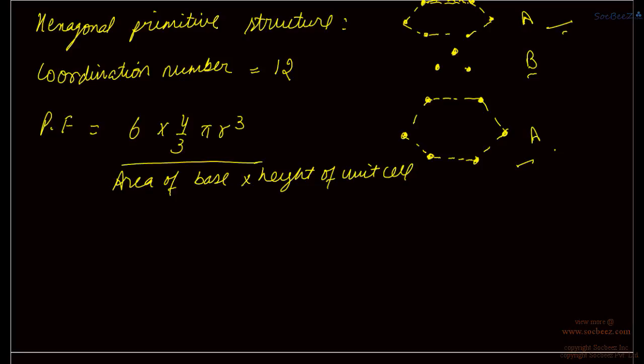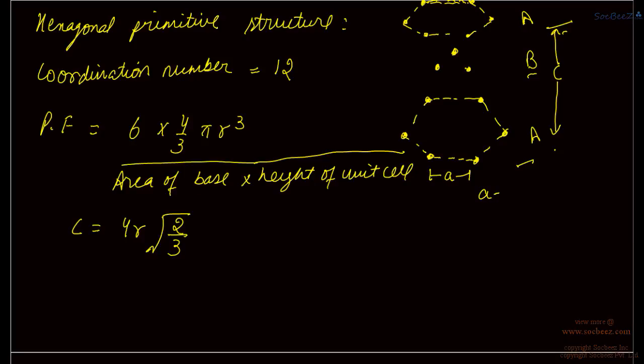Okay, so the distance from A to A is C. Therefore, height becomes C by 2. Now, if we do a little bit of mathematics here, we will get the value of C equals 4R under root 2 upon 3, where R is the radius of the atom, and A here is the edge length, which equals A equals 2R.